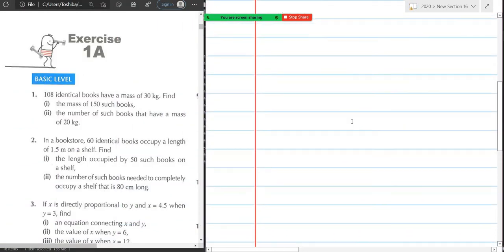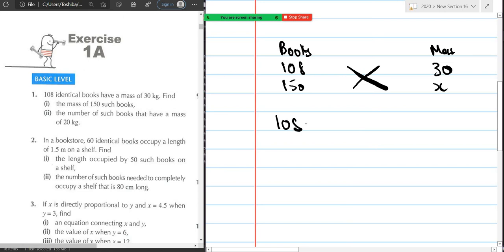So the first question that you have over here is 108 books have a mass of 30 kg. Find the mass of 150 such books. So first of all, we will be using method 1, which is cross multiplication. Write down books over here and write down mass over here. So we do know that 108 books have a mass of 30 kgs, but we don't know the mass of 150 such books. So in front of 150, write x. Now cross multiply. So 108x is equals to 150 multiplied by 30.